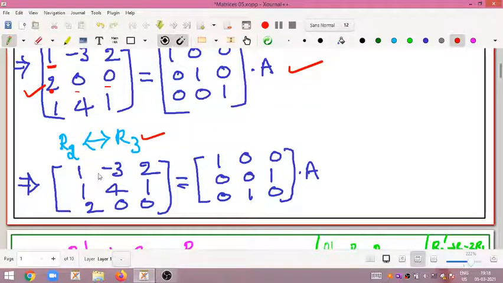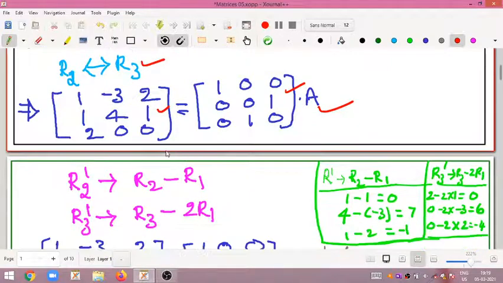So the first row you write as it is: 1 -3 2, and the third row becomes the second row, that is 1 4 1, and 2 0 0 becomes the third row. See here, the same operation you do here also. First row as it is 1 0 0. This 0 0 1 becomes the second row, and 0 1 0 becomes the third row. Now we want to make this element 0 and this element 0.